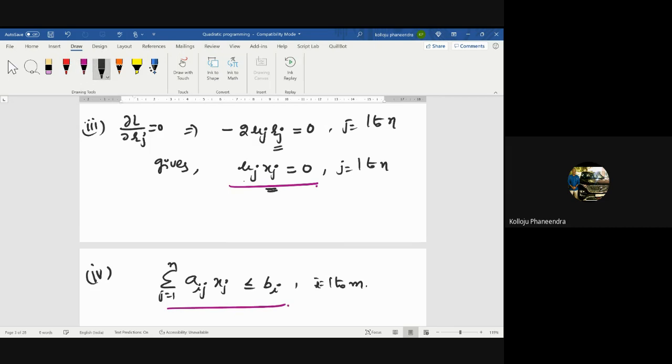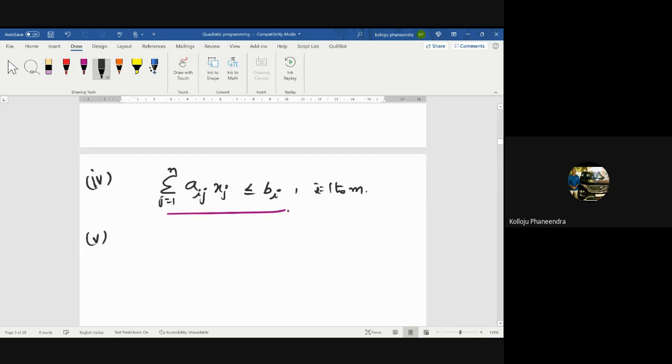And the fifth KT condition. What is this fifth one? The given constraint minus xj. Directly you can write it, no need of that one. All non-negative restrictions are also involved, so these are taken into account in the Kuhn-Tucker conditions. The non-negative restrictions are also taken care of: xj greater than or equal to 0, and this is another condition.